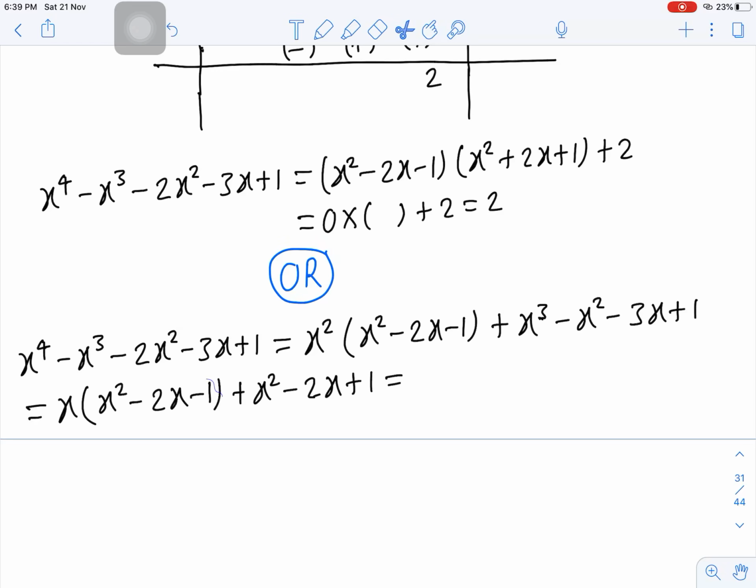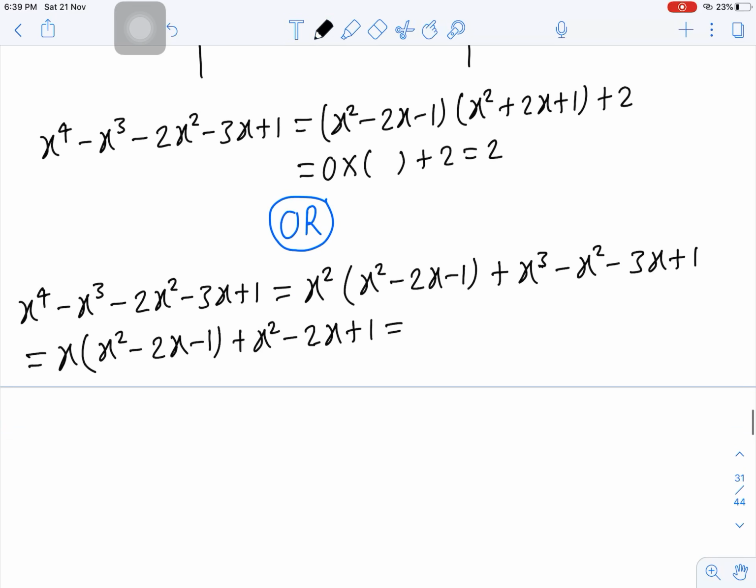Now this factor will be 0, because x square minus 2x minus 1 is 0. Now we need to find the value of this. As all of you already know, x square minus 2x minus 1 equal to 0. So from here, in place of x square minus 2x, we can write 1. So in place of this, we can write 1. Then 1 plus 1 will become 2. That is the answer.